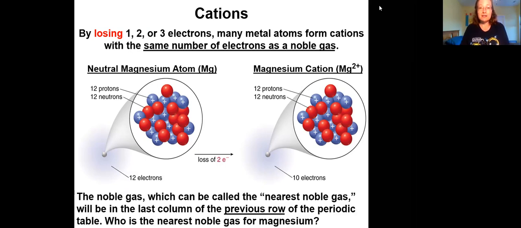The noble gas, which can be called the nearest noble gas, will be in the last column of the previous row of the periodic table for our metals. When we look for the nearest noble gas for metals, we're going to go up a row and then check out who's in group 8A. Let's take a look at a periodic table. We're going to look for the nearest noble gas for magnesium.